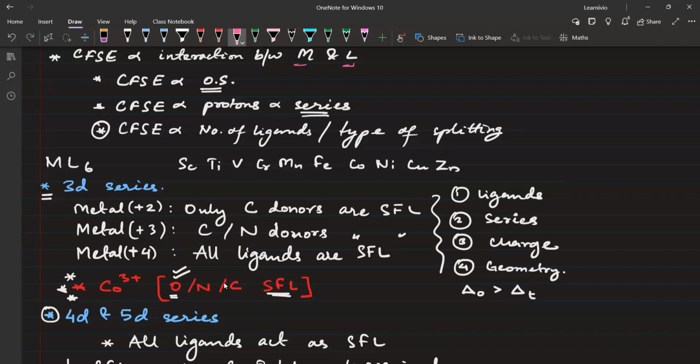If the metal atom has a large number of protons, that means if I talk about the 3D series, then the 4D series, and then the 5D series, the atomic number is going to increase. As the atomic number increases, the protons also increase. If the protons are increasing, the positive charge in the nucleus will increase, and they will attract the ligands very effectively. So CFSE will also be directly proportional to the series.